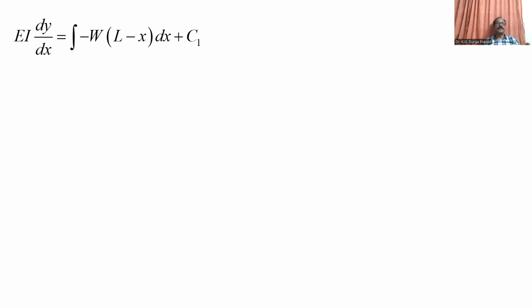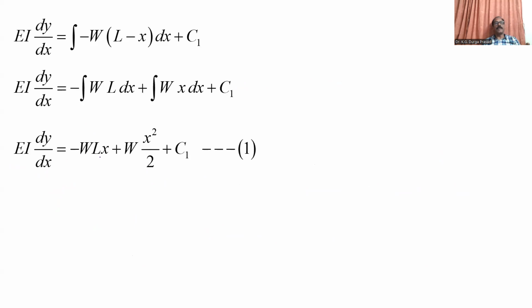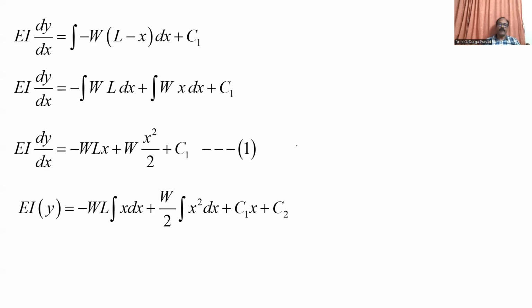You see this. After integration, you are getting this equation: EI dy by dx equal to minus WLX plus WX square by 2 plus C1. To find C1, you have to use your boundary conditions. Already I told you how to find C1. This is the slope equation. Once again integrate the slope equation, we get the deflection equation. In dy by dx, if you integrate it, you are getting y.